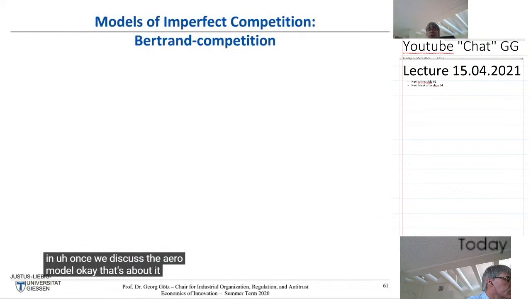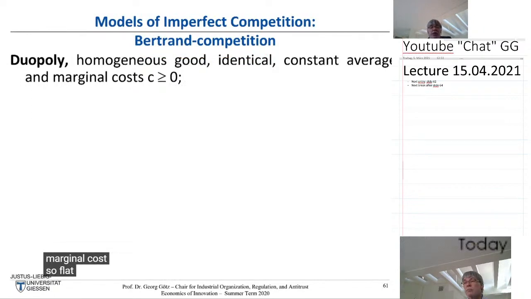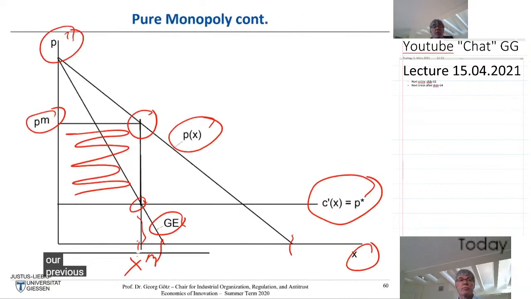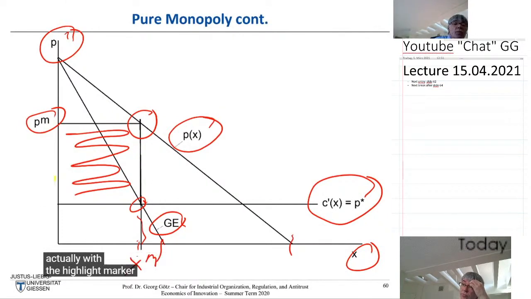Okay, that's about it for the monopoly, and that's pretty much what I usually do already in my Micro 1 course, in the principles course for the freshmen. Now we look at our first workhorse model, which we very often use, Bertrand competition, namely Bertrand competition among homogeneous good producers who have identical and constant average and marginal cost. So flat, constant marginal cost, like in our previous case here. So we have this kind of flat marginal cost curve, which I highlight.